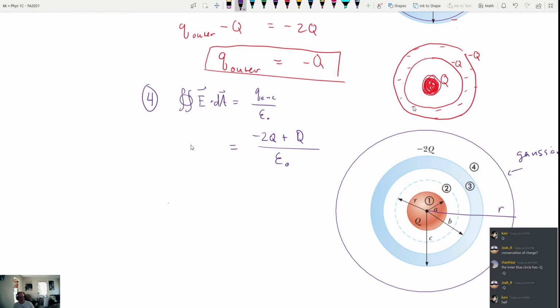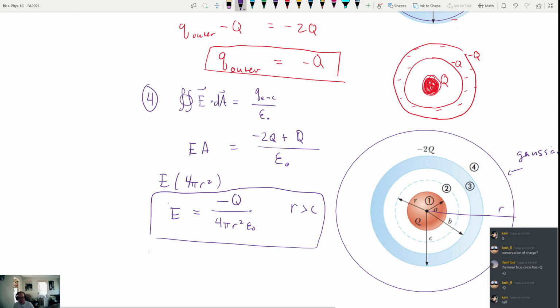Then again on the left-hand side, we end up getting E times A, which is E times 4 pi r squared. So you get E is equal to negative q over 4 pi r squared epsilon naught. And there we go. That's it. This is for r greater than c. Okay, and that's it.